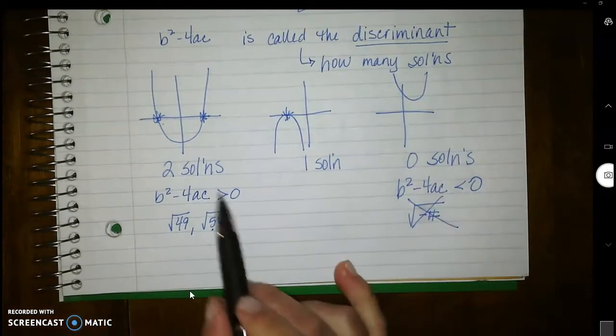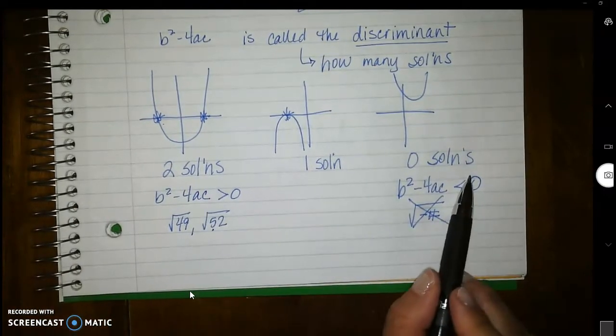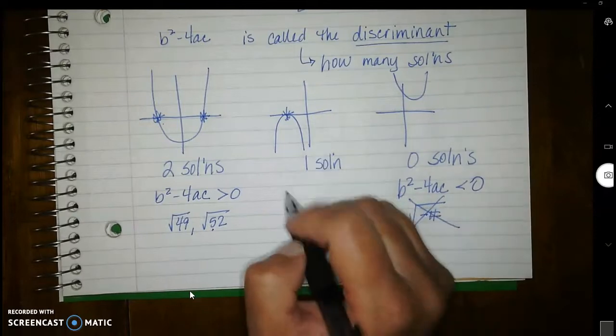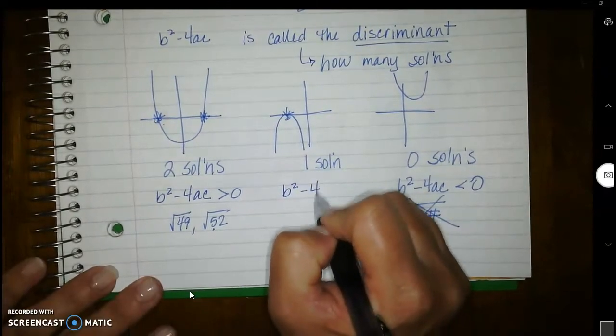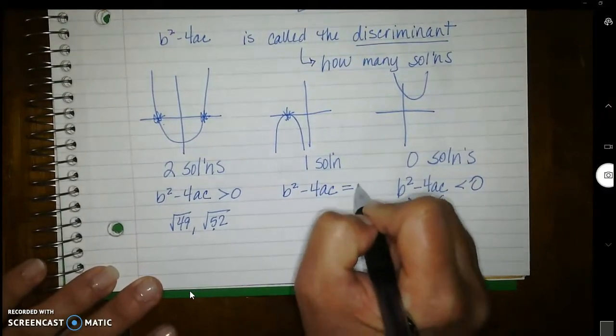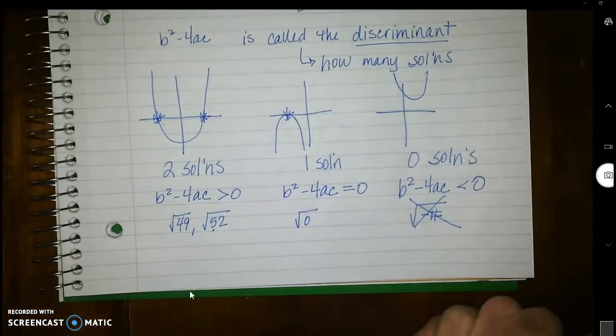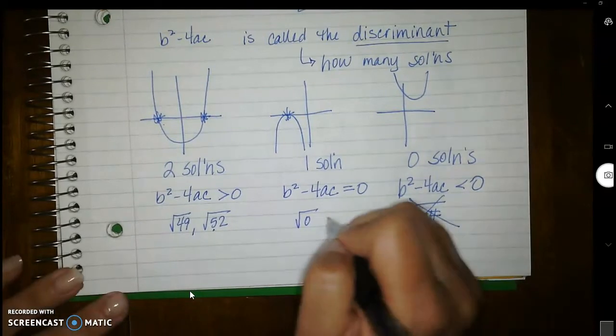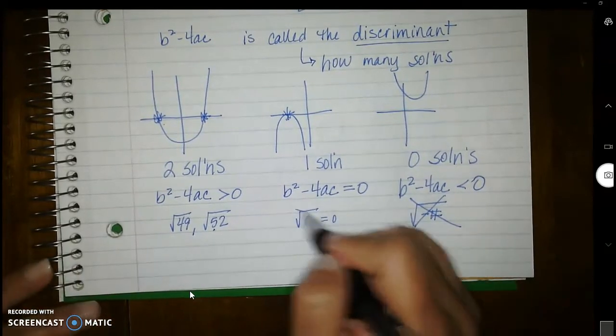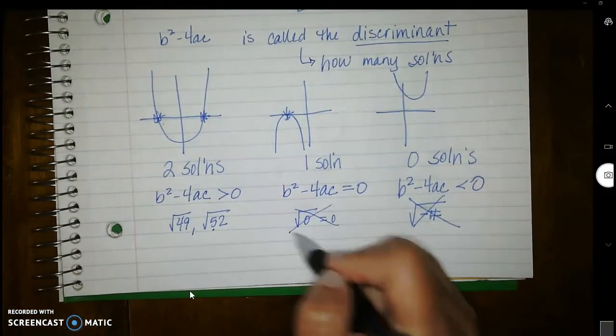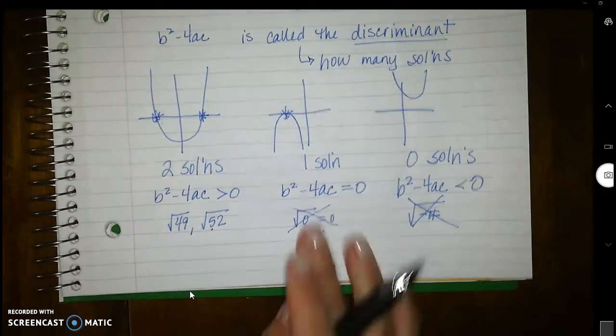Now, what number are we missing? We've got positive numbers, negative numbers. What number are we missing? Well, the number that we're missing is 0. So if the discriminant is equal to 0, that is when you're going to get 1 solution. What is the square root of 0? Well, it's a 0, and so things tend to cancel out, okay? And so that's what ends up happening.